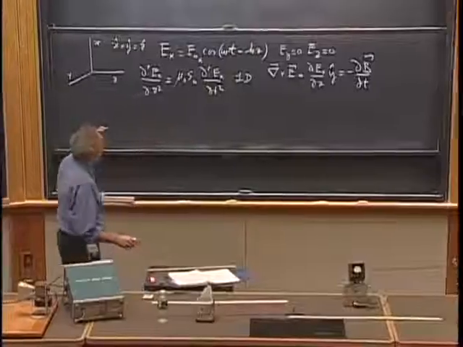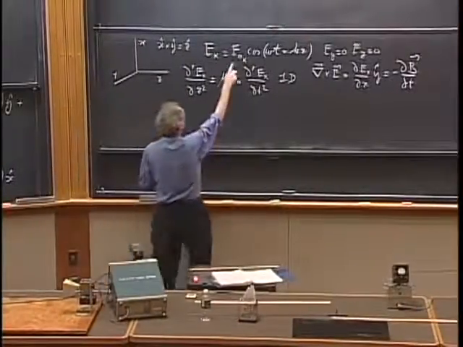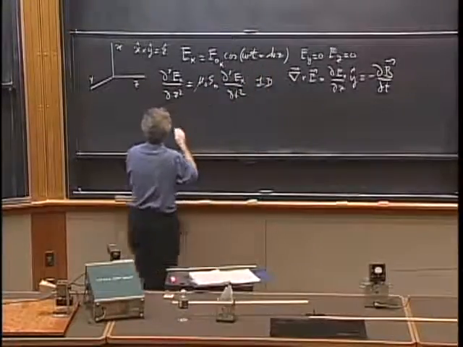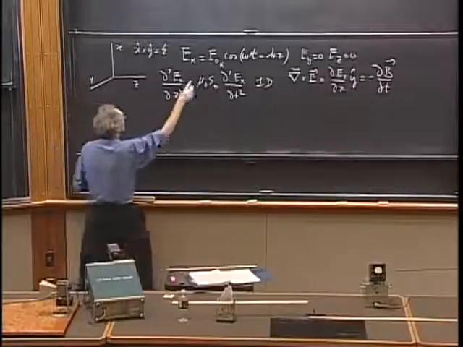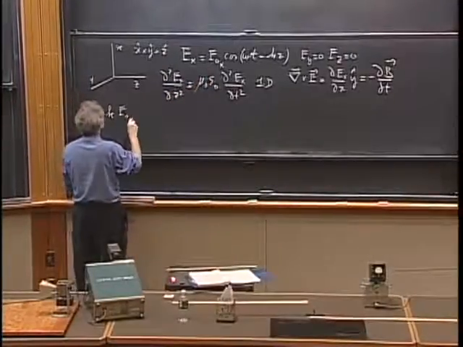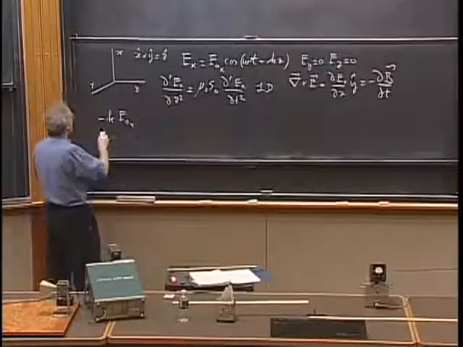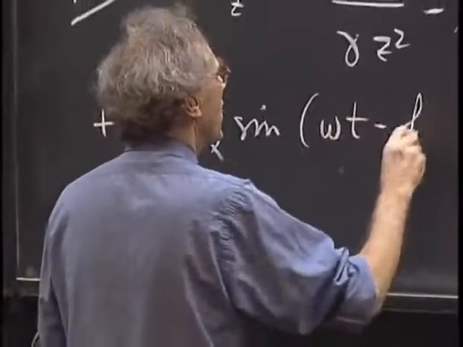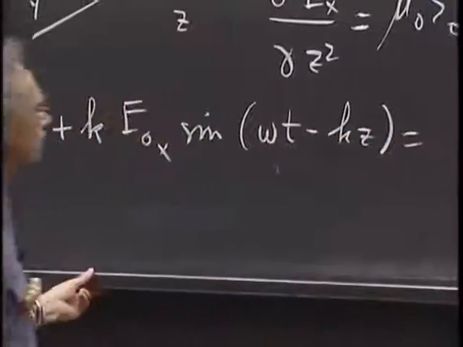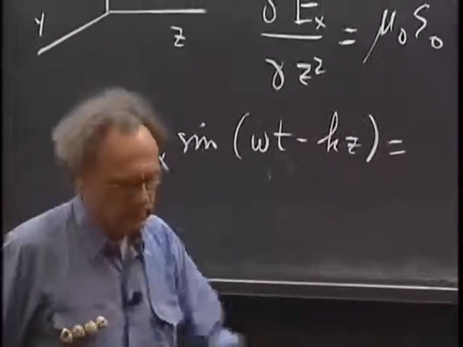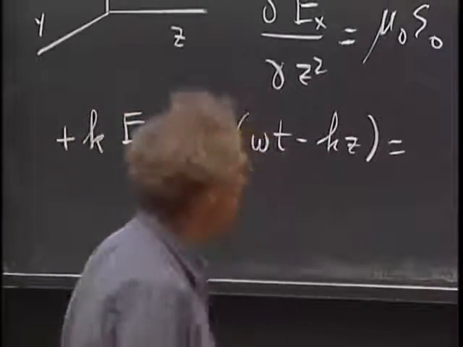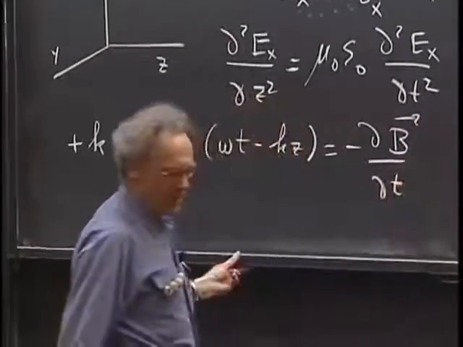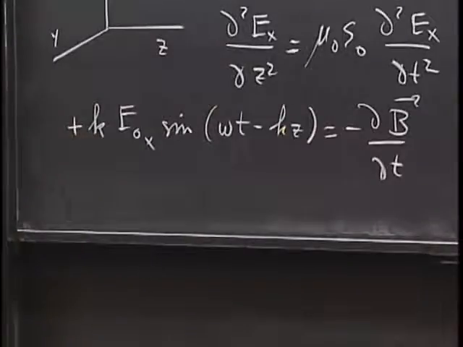If we take the Ex dz, so this is the Ex, and we take the derivative against z, we get a minus k, then you get the E0x, and then the cosine becomes minus sine, so this becomes a plus, times the sine of omega t minus kz. And that now equals minus dB dt. So we're almost there. All we have to do now is do an integration in time.